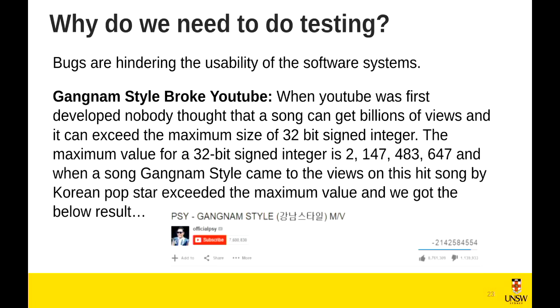If you know the mechanism of signed integers, the first bit is used to mark the sign of the integer. If it's 0, it is normally a positive number. If it is 1, it's a negative number. And once the number reaches the limit of the signed integer, it overflows, and it becomes a very small negative number. And this is the bug of YouTube.